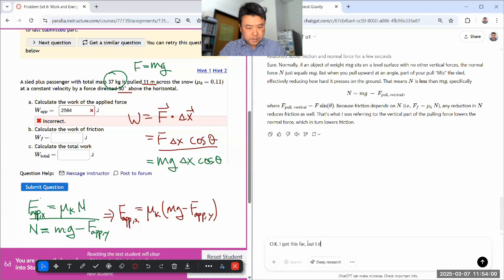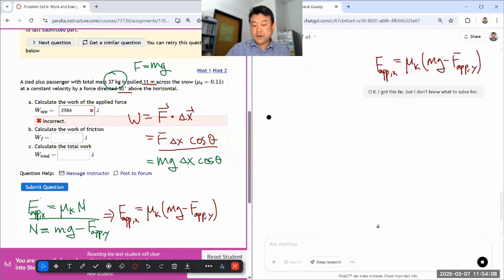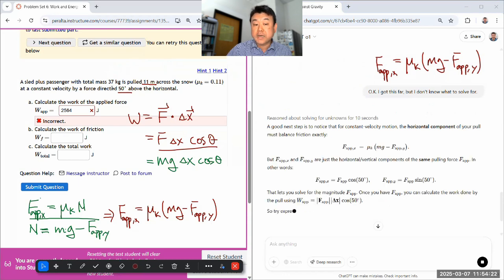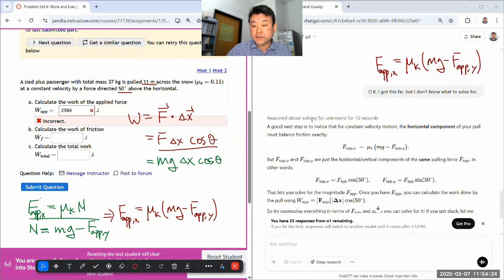But I don't know what to solve for. What you have to do is rewrite this in terms of the magnitude f and the angle theta. Because right now you basically have one equation with two unknowns, the x component and the y component, but you know the angle. You have to make use of that fact.